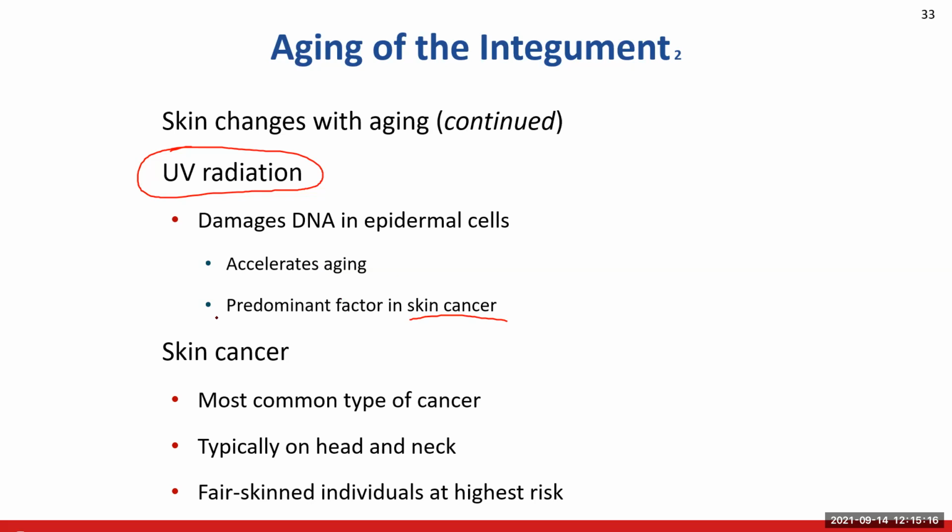So a big thing that you should know for this class, but also just in general, the number one type of cancer in the world is skin cancer. It's 5 times more prevalent than prostate cancer, 5 times more prevalent than breast cancer in women. Okay, it is the most common type, right? You'll see it mostly on the head and neck because those areas are exposed to the sun. And folks like myself, fair-skinned individuals, have the highest risk of getting skin cancer, which is no bueno.